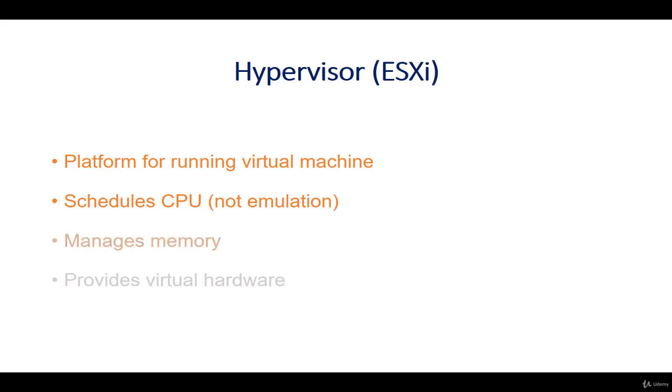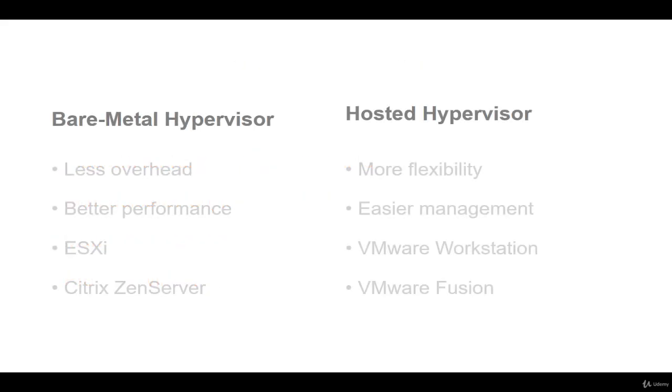The hypervisor is also responsible for sharing the physical memory among all of the running virtual machines. Other types of hardware are emulated by the hypervisor, including SCSI controllers, network interface cards, and USB controllers. There are two types of hypervisor available: a bare metal hypervisor and a hosted hypervisor. A bare metal hypervisor has less overhead and better performance because it's running directly on top of the physical hardware. Examples of a bare metal hypervisor include ESXi and Citrix Xen.